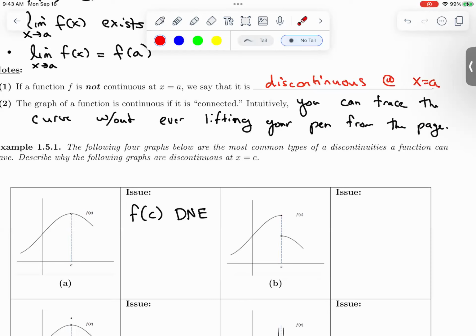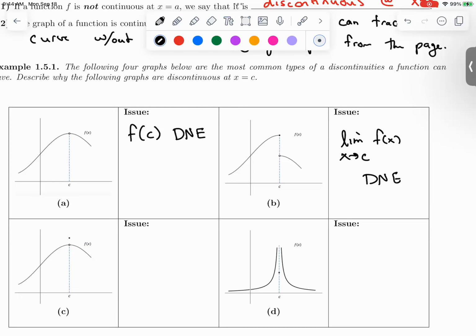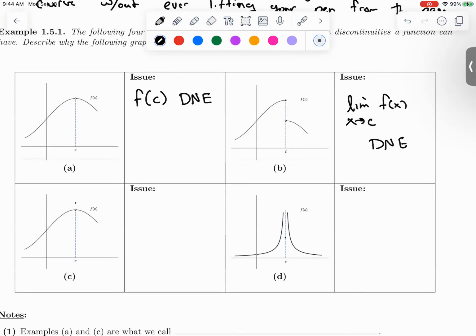The next one down here. The limit, go ahead. f of c is not equal to. Exactly right. So for part C, the problem is that even though the function exists, like we have a solid dot, and the limit exists, they are not in agreement. They don't equal each other. So that condition is broken. So the limit as x approaches c of f of x does not equal f of c.